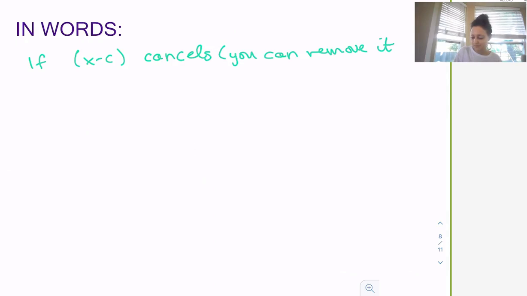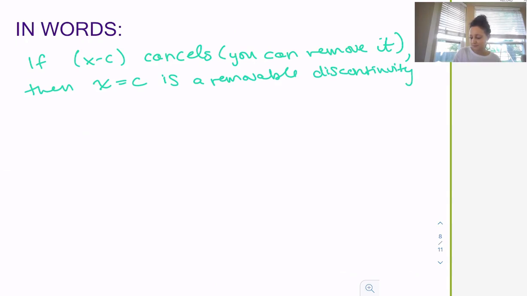So if the factor x minus c cancels, in other words, you can remove it, then x equals c is a what kind of discontinuity? Is a removable discontinuity of a rational function. Rational fractional, right? All right.